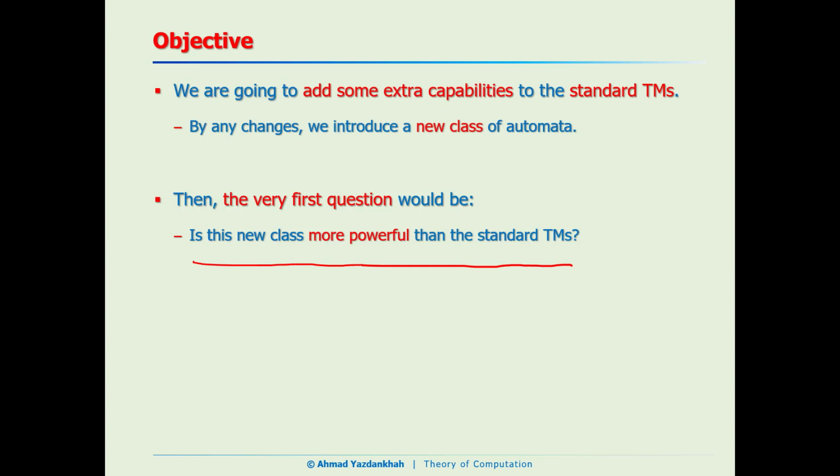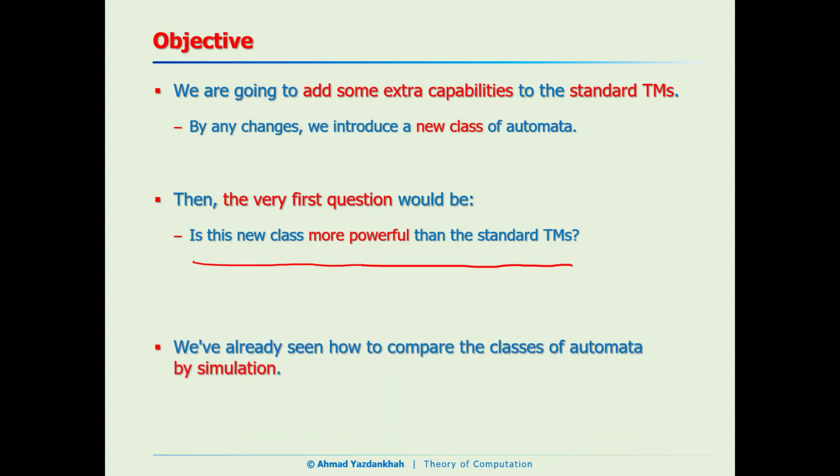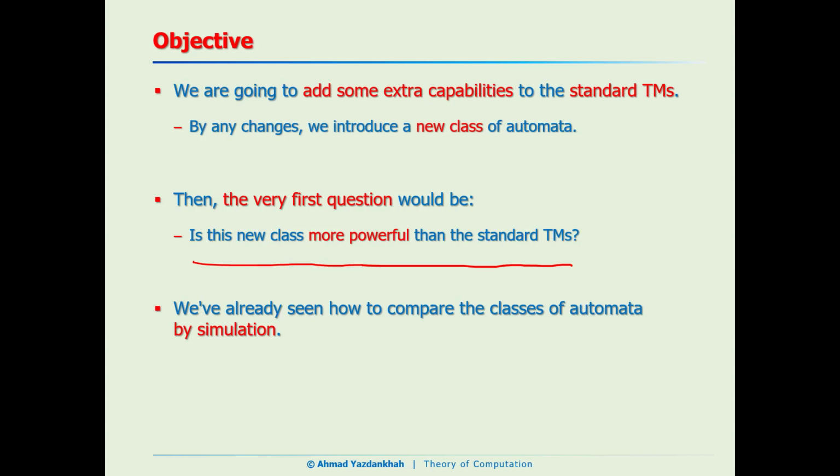So this is the goal of this section. And how can we respond to these questions? We have already seen how we can compare the classes of automata by simulation. And we noticed two types of simulation. One simulation was just converting the mathematical definitions. Another simulation was the real simulation that we used for comparing PDAs and Turing machines. All right, with this introduction, let's get started.